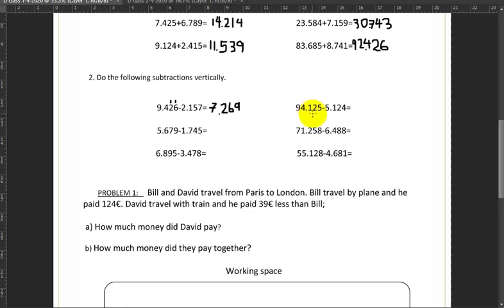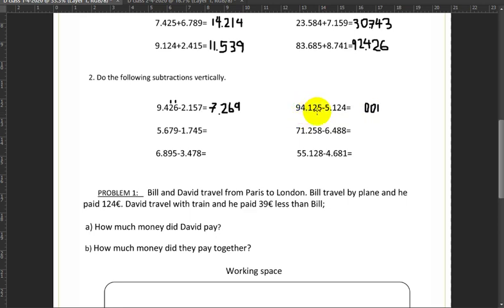Next up, 94,125 minus 5,124. 5 take away 4 makes 1. 2 take away 2 makes 0. 1 take away 1 makes 0. 0 looks a bit like a 6.